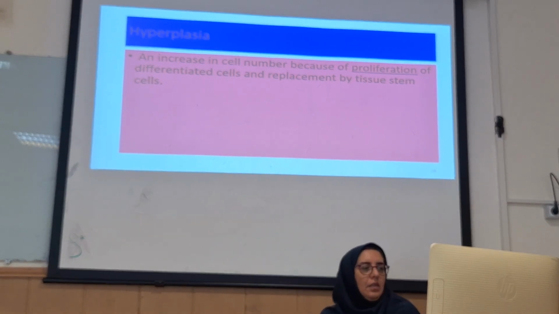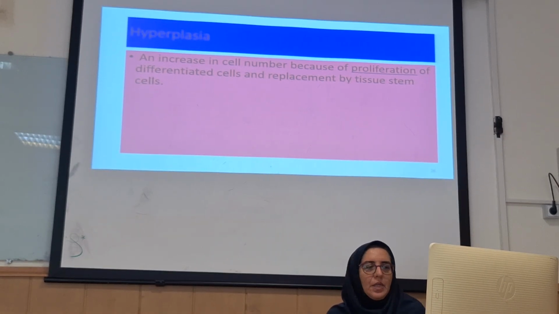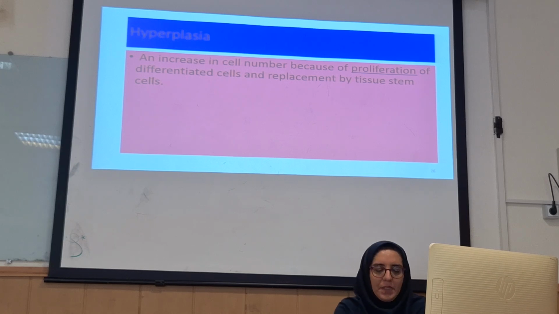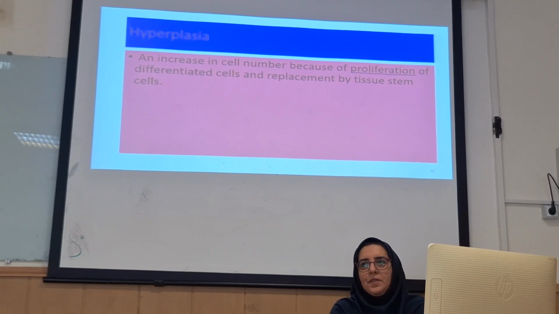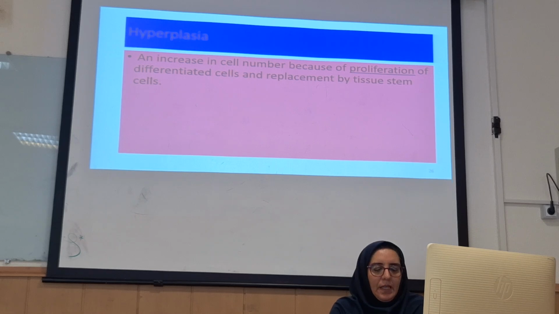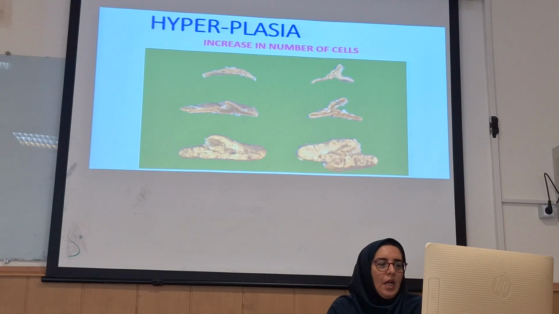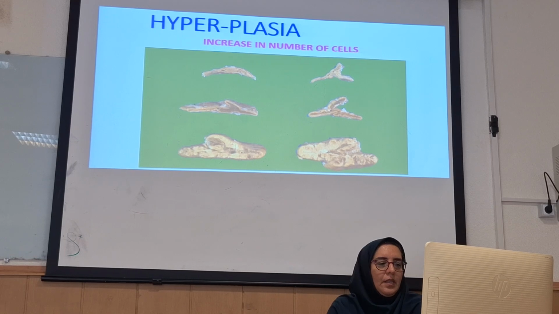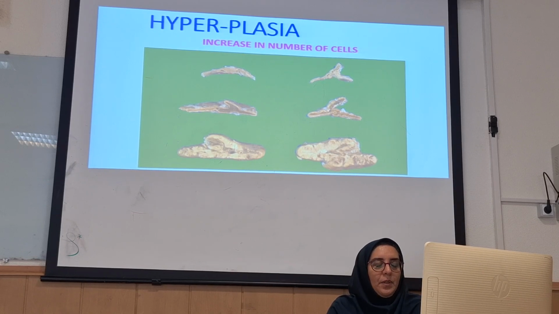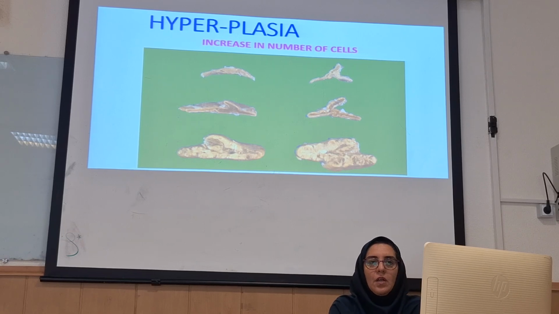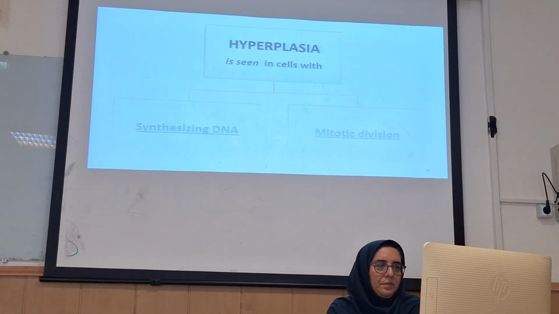The last adaptive response is hyperplasia. Hyperplasia is an increase in the number of cells. After the increase in number of cells, the organ becomes larger. For example, this figure is a normal adrenal. And with hypertrophy and hyperplasia, the size of the adrenal increases. It's called adrenal hyperplasia.